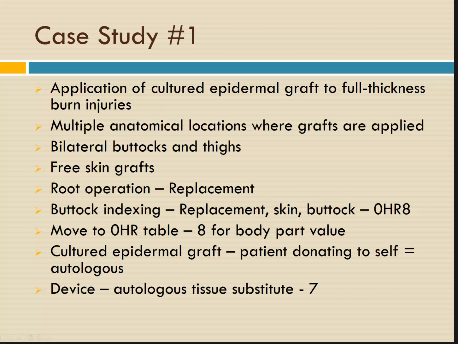This tissue was harvested earlier, grown, cultured in a lab, added to, made bigger, stretched out, and now today what we're coding is the actual placement of this graft. So the device is considered autologous and the tissue substitute, which equates to 7 on that particular table.